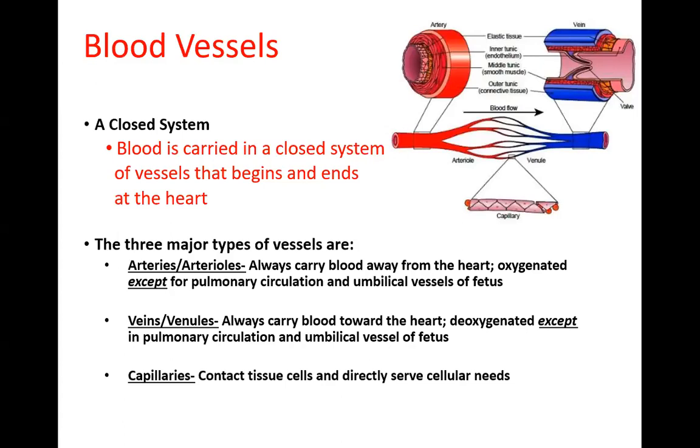The right side of the heart pumps to the lungs. The blood from the lungs comes back to the left side of the heart. The left side of the heart pumps to the body, goes out through the body and comes back to the right side again. Two separate circuits.